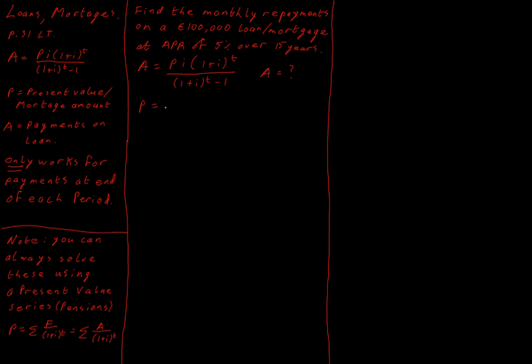P is our present value. It'll call it the principal. And it's our 100,000. It's the value of the mortgage or the loan. I, we're given is I yearly, is 5%, which is 5 over 100, which is 0.05. Always go through those stages. And T is 15 years.